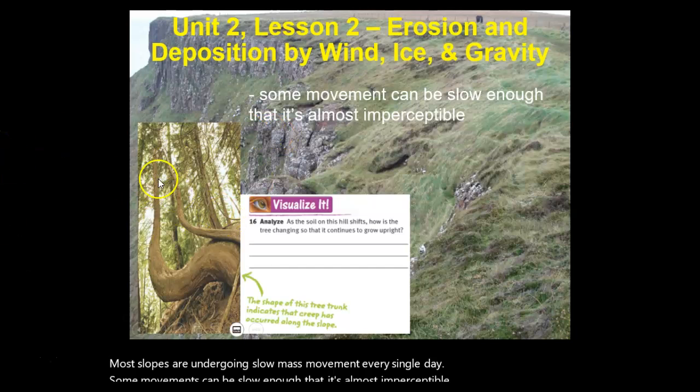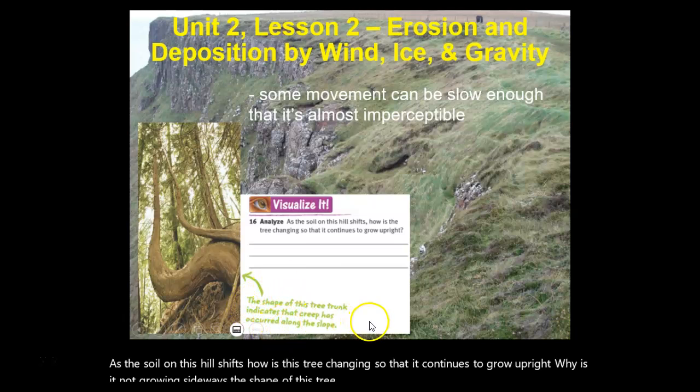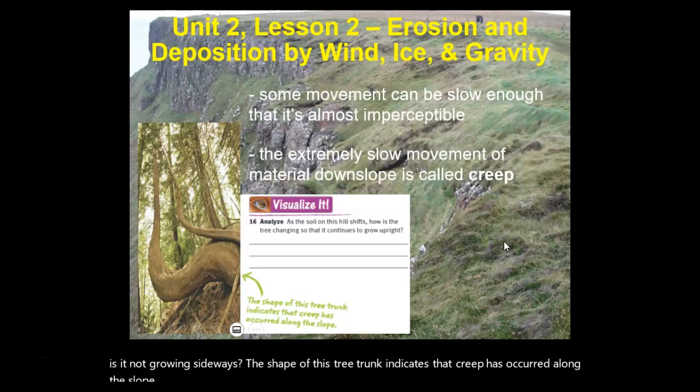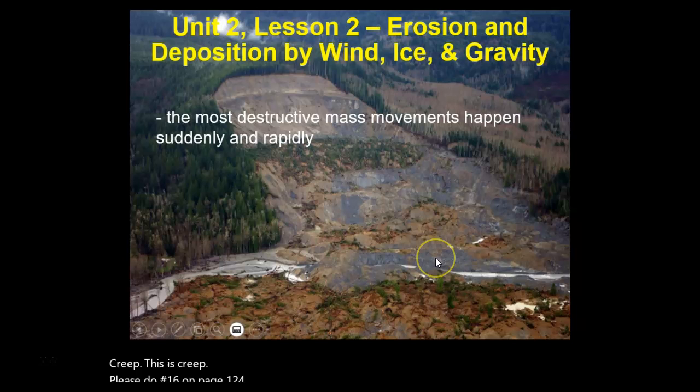Over here, we see something. It's a vocabulary word. Do you know what that is? As the soil on this hill shifts, how is this tree changing so that it continues to grow upright? Why is it not growing sideways? The shape of this tree trunk indicates that creep has occurred along the slope. That extremely slow movement of material downslope is called creep. This is creep.